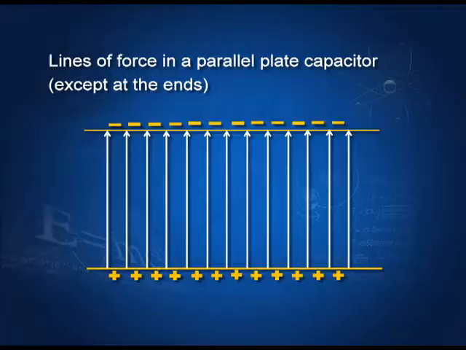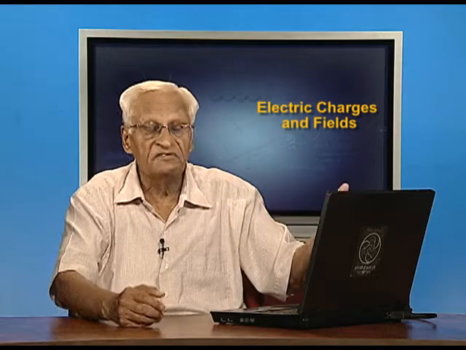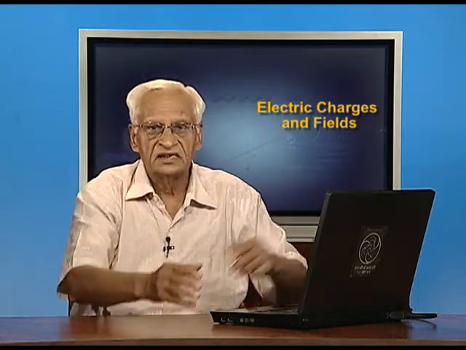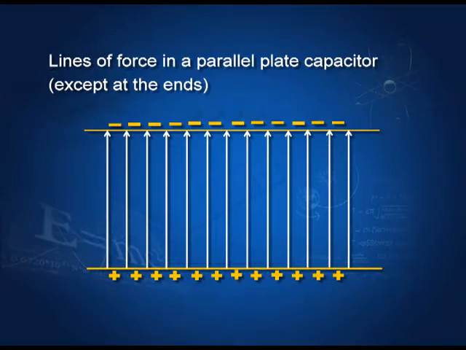Now, if we have two plates as we have in a capacitor, one positively charged, the other negatively charged, then the lines of force are from positive to the negative, away from the edges. Towards the edges they are slightly bent, but away from the edges these are the lines of force.